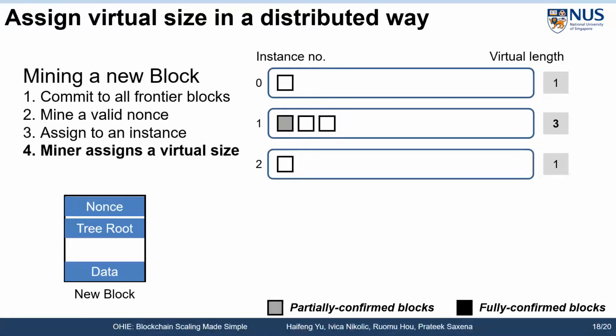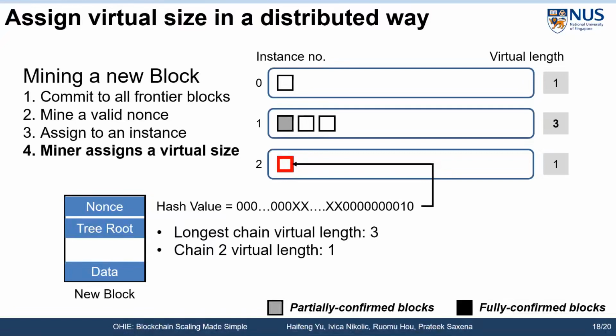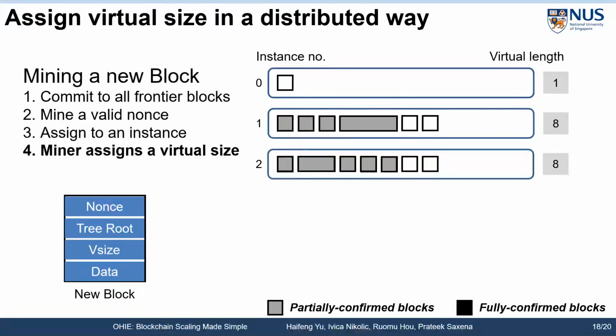Let's mine another block to illustrate the case where the virtual size is larger than 1. Let me skip the first 3 steps in mining a block and focus only on assigning the virtual size. Suppose a block is mined on instance 2. In the miner's view, the highest virtual length is 3, and instance 2 has a virtual length of 1, and hence the newly mined block should be assigned a virtual size of 3 minus 1 equal to 2 to make up for the difference. After the newly mined block is broadcast, we see now instance 1 and 2 have the same virtual length. With this way of mining blocks, let's assume more blocks are mined on instance 1 and 2.